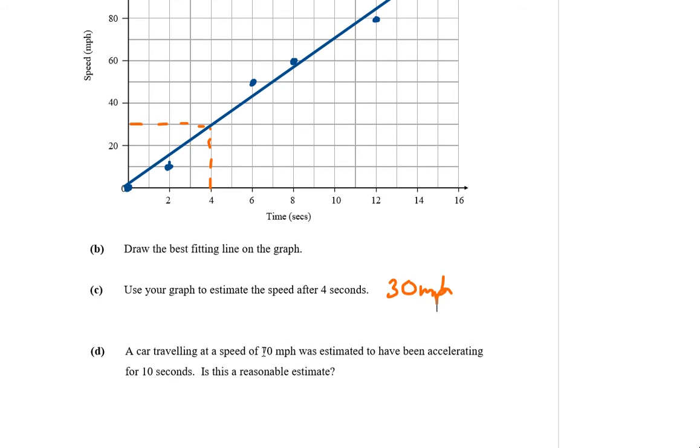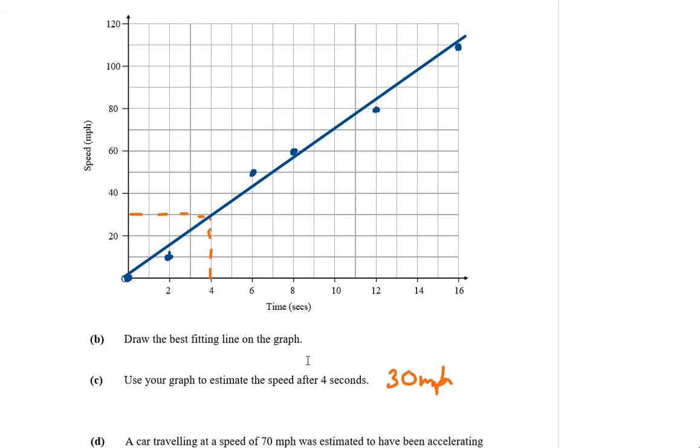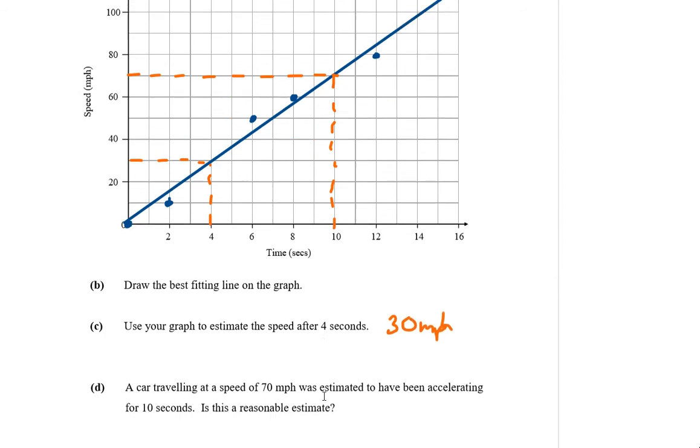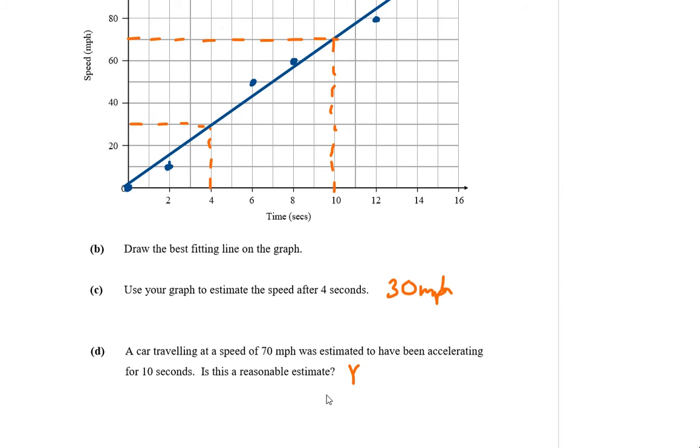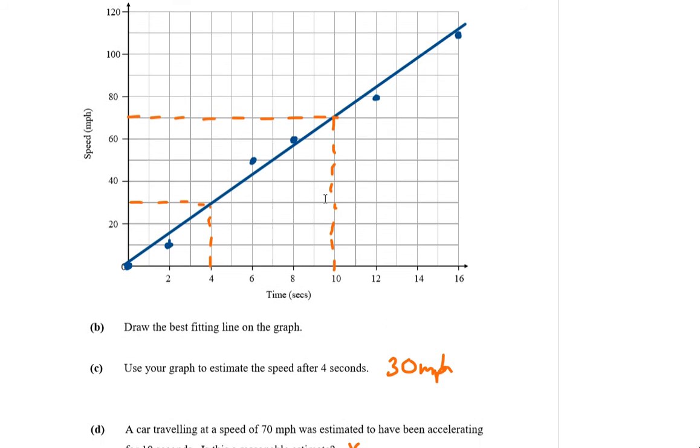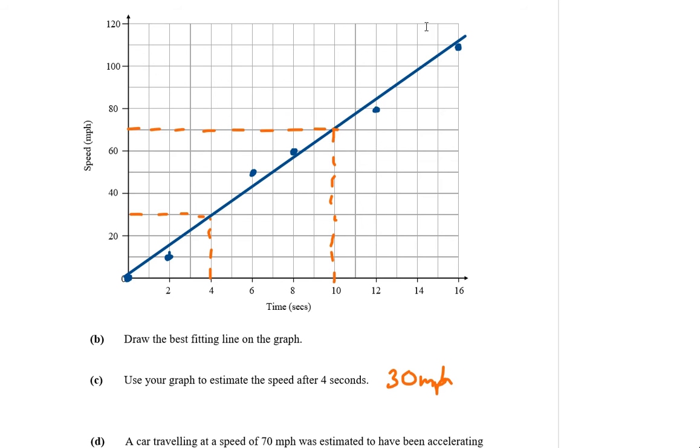And if a car was travelling at 70 miles an hour and was estimated to be accelerating for 10 seconds, is this reasonable? Let's see, where's 70 going to be? There's 70. That meets the line here. So yeah, I'd say that is reasonable, because we're seeing 70 and 10. If we looked at our graph and that number was more like 12 or 8, I'd say no, it's not a very reasonable estimation. But anything close to this looks good. So that shows we've probably done quite a good line of best fit.